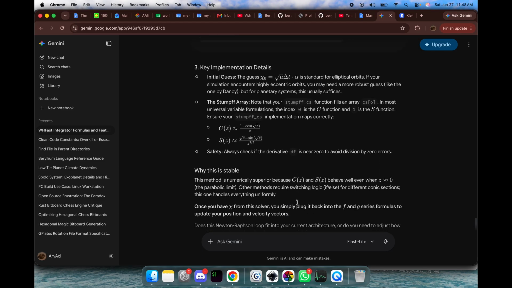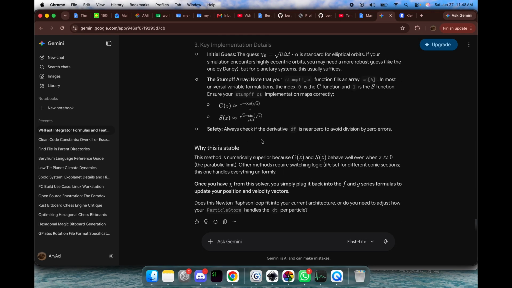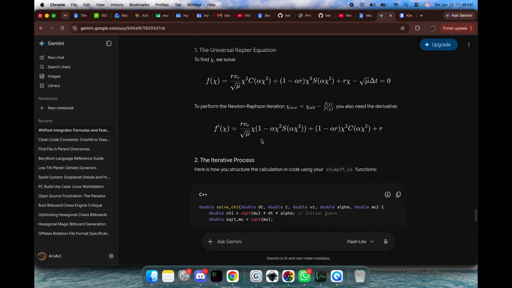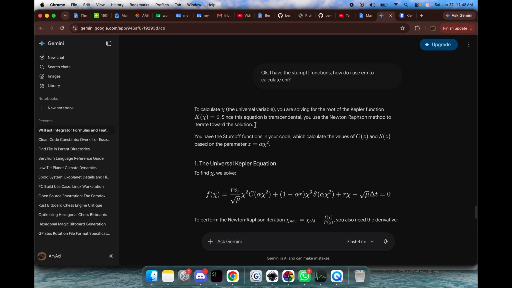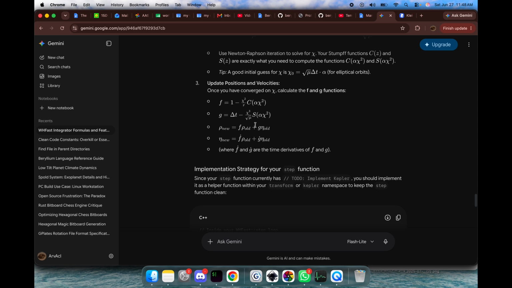Okay, so now F and G series formula. So now that we have chi, here we have to calculate F and G.